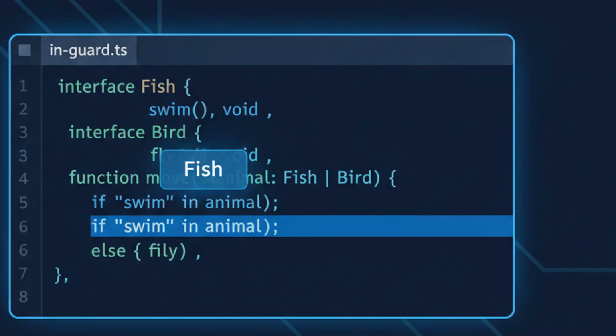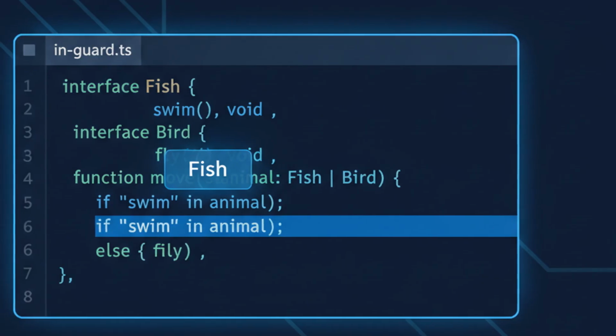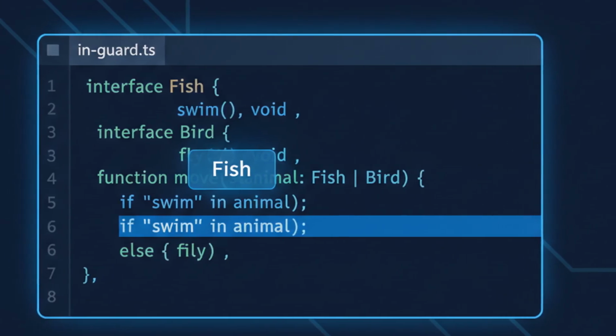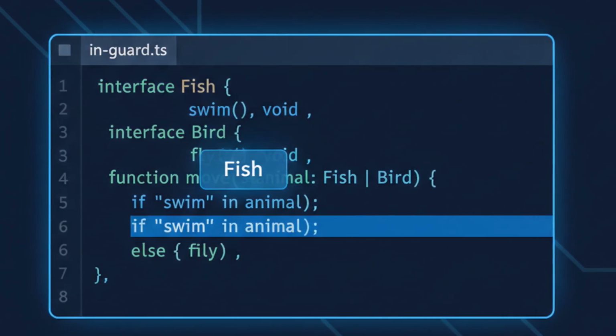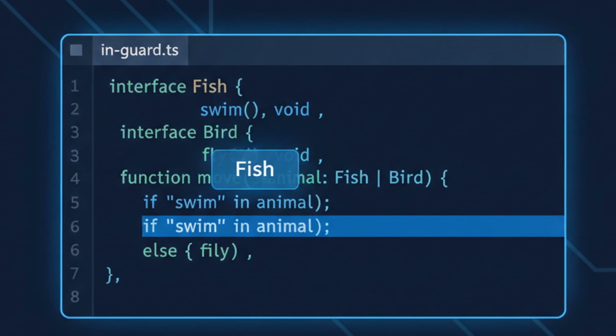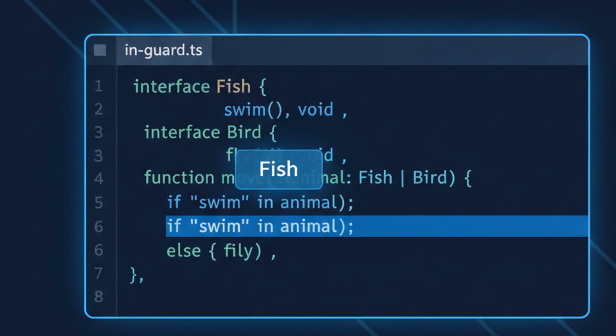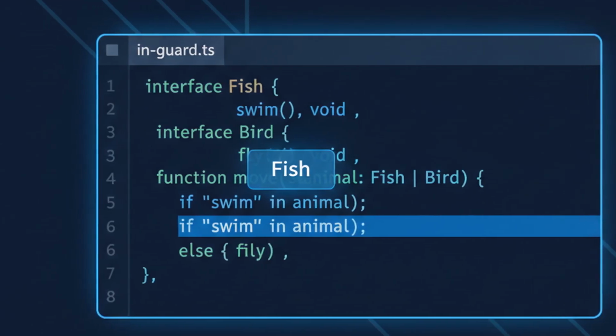Enter the in operator. It checks whether a property exists on an object. Since fish has a swim method and bird has a fly method, we can ask, is swim in this animal? If yes, TypeScript narrows it to fish. If no, it must be bird. This is perfect for the object shapes that instanceof can't touch. Property-based narrowing. Simple and powerful.